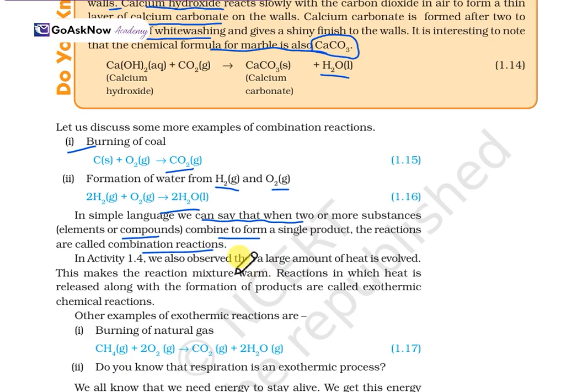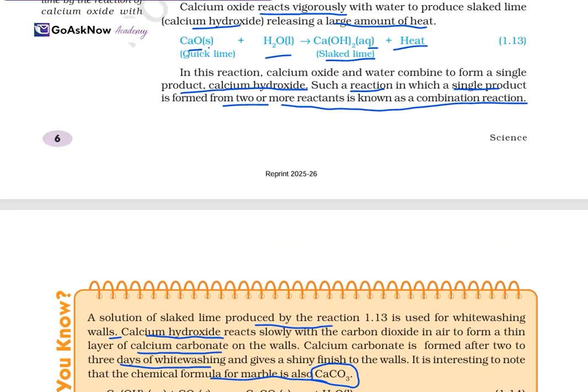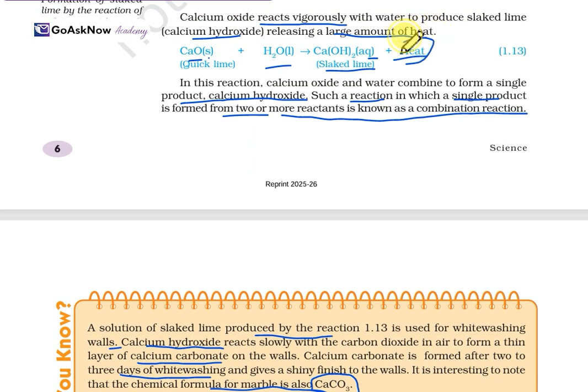Also, in the activity, we can observe that a large amount of heat is evolved, and this makes the reaction extra warm. A reaction in which heat is released along with the formation of the product is called an exothermic reaction. From the equation only we can see that the heat is also being released.